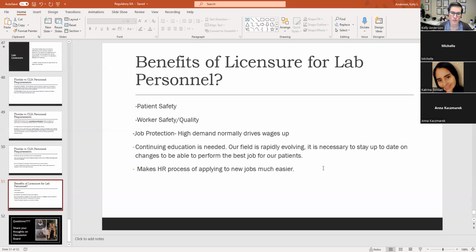And then it also is job protection and wage protection, basically, because there's so many requirements. There's a high demand for med techs, especially right now. There's such a shortage. So usually high demand drives wages up. So it's good for us, I think.